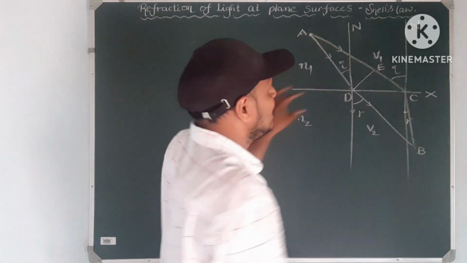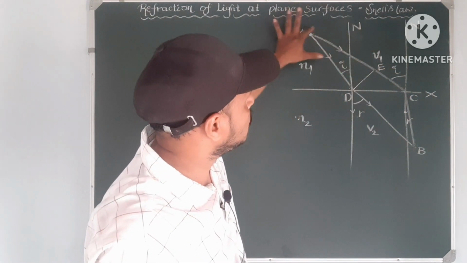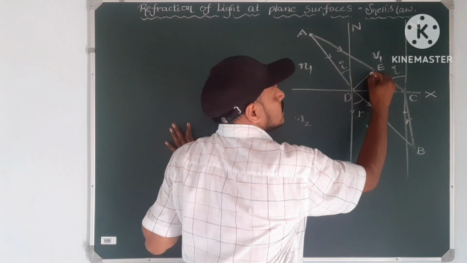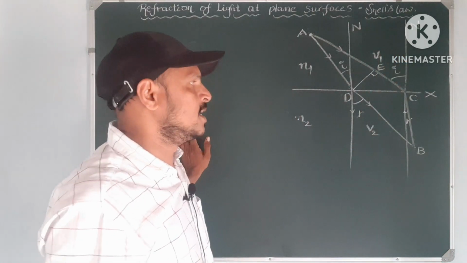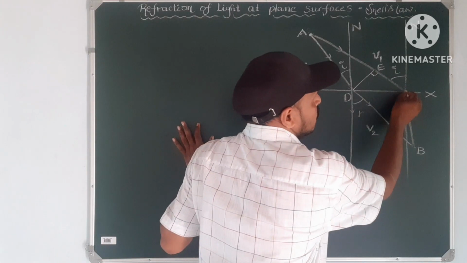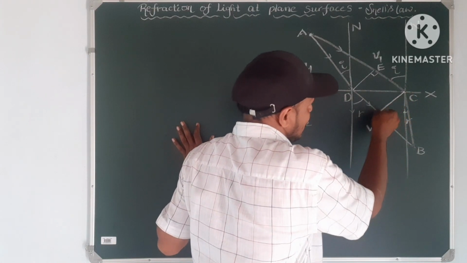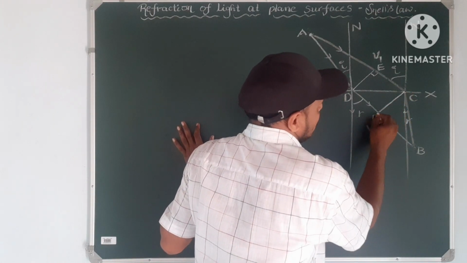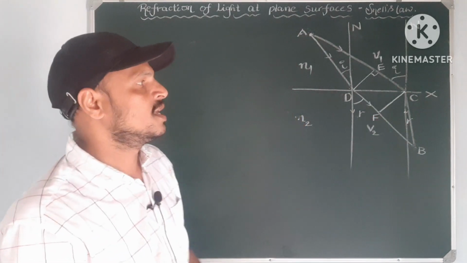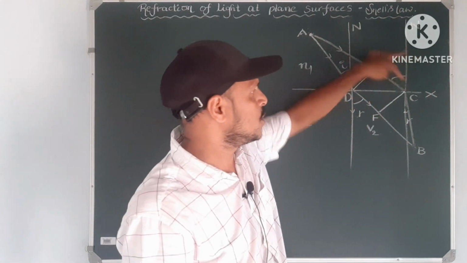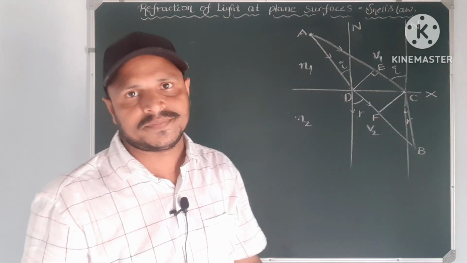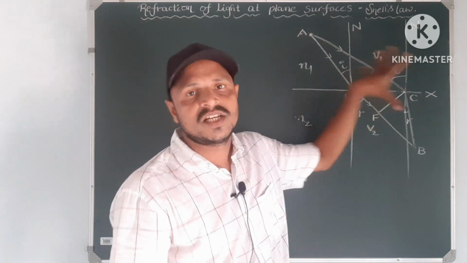So DE is the perpendicular line to AC. So perpendicular line, 90 degrees. And draw another perpendicular line from C to DB. This is taken as F, CF. CF is the perpendicular line from C to DB. So this is the diagram.